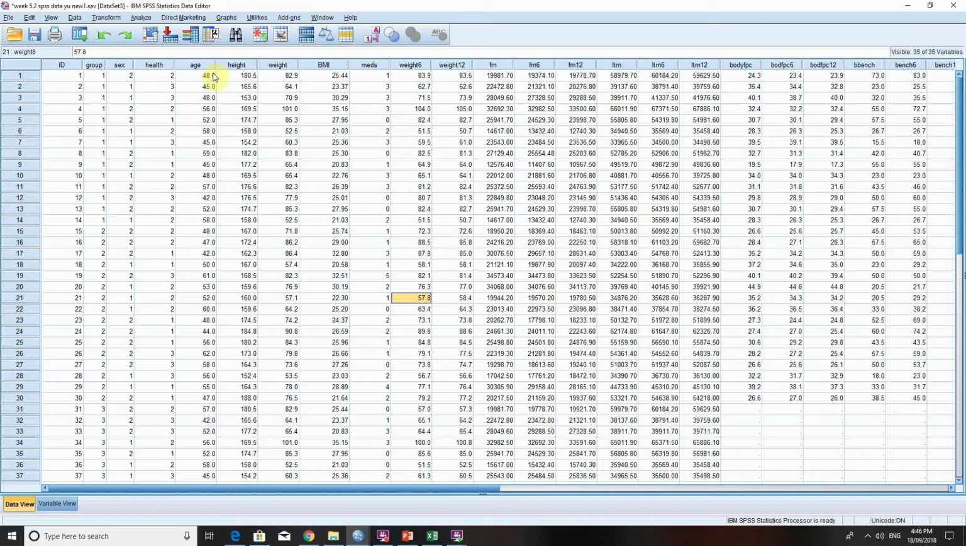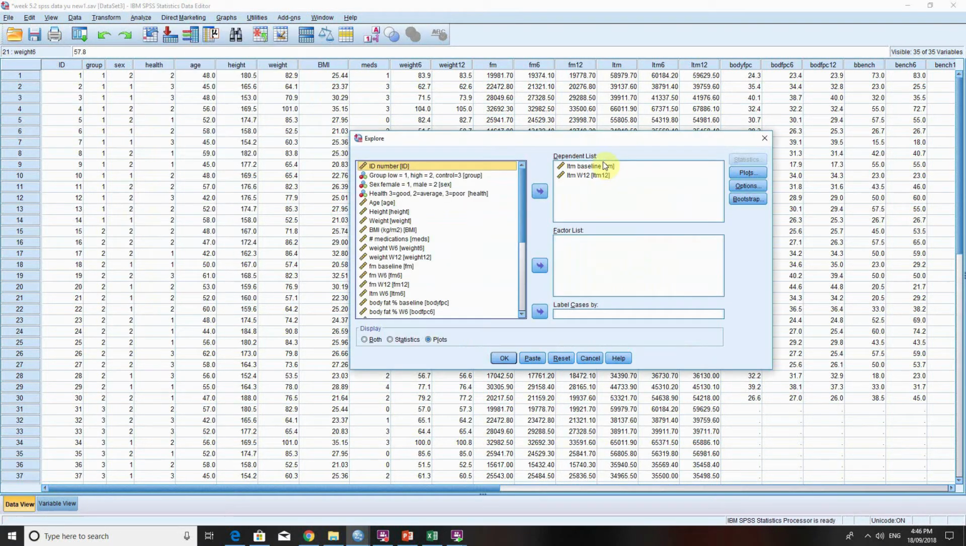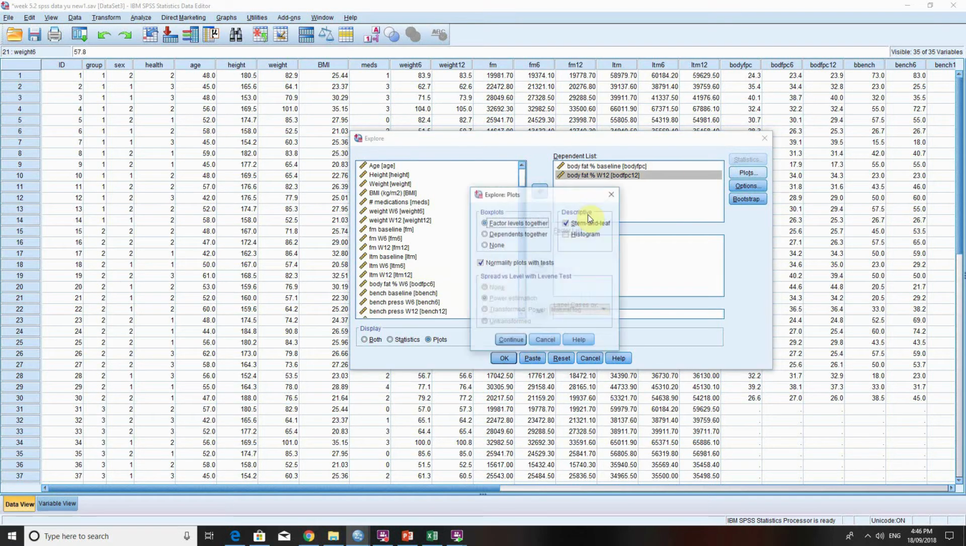Now let's look at body fat percent. I know this normality thing is getting boring, but this is how we decide what tests we're going to do. So let's do body fat percent baseline and body fat percent week 12. We know that normality plots is already ticked.